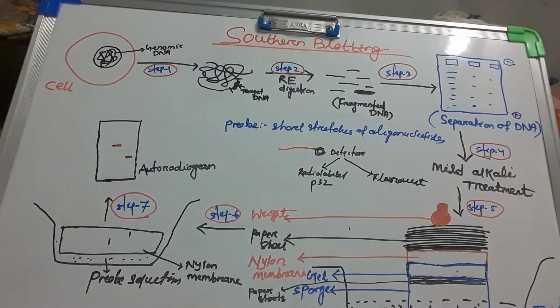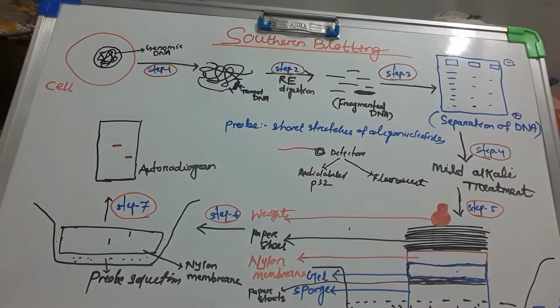and that membrane can be a nitrocellulose membrane or a nylon membrane, which have the ability to trap or absorb those macromolecules. If it is DNA, then it is called southern blotting, if it is RNA, then it is northern blotting, and if it is protein, then it is known as western blotting. But today we will discuss southern blotting. Just follow from step 1 to step 7.